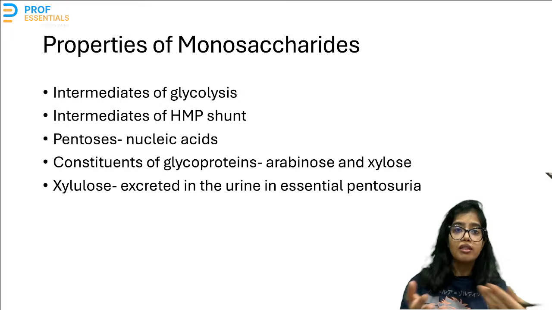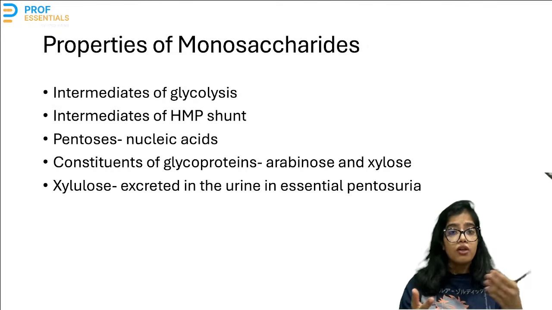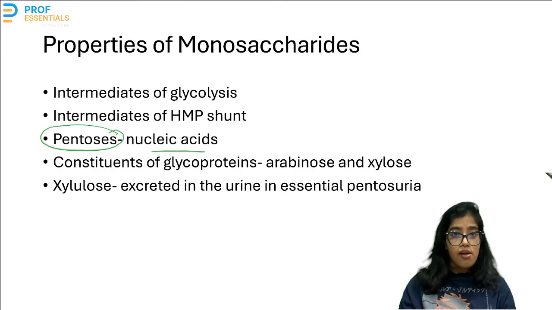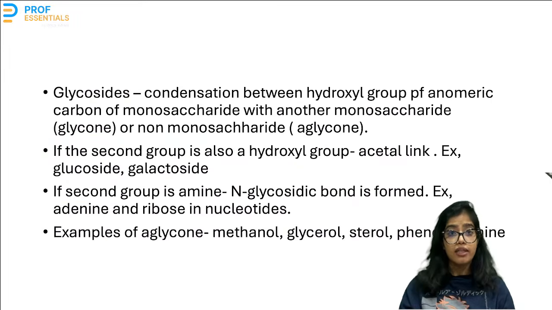Glucose, fructose, all these are intermediates of glycolysis. We'll read about them later on. They are intermediates of the HMP shunt. Now, trioses, tetroses, hexoses, they are intermediates of the HMP shunt also. Pentoses form part of nucleic acids. Monosaccharides are constituents of glycoproteins as well, especially arabinose and xylose. Monosaccharides like xylulose are excreted in the urine in essential pentosuria. So these are very important properties of monosaccharides.